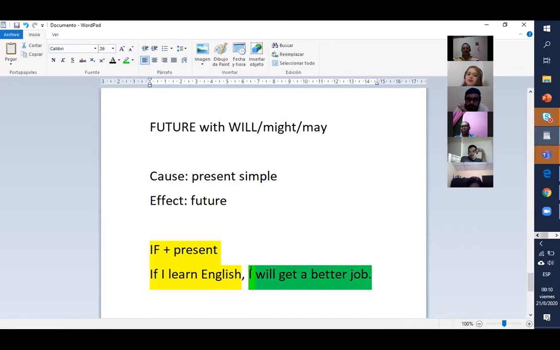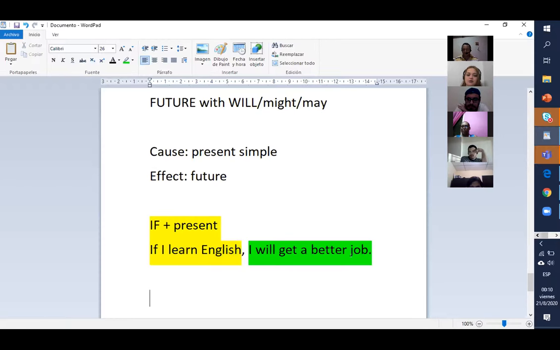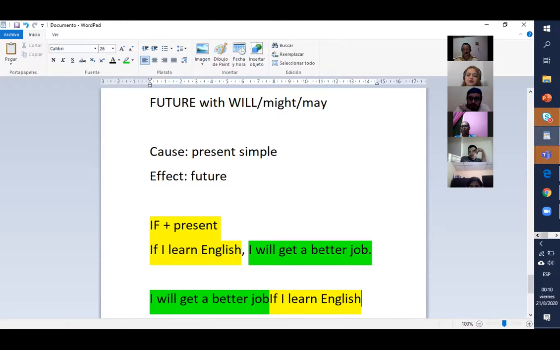Now, what I can do is I can change the order. All right. Cause and effect, effect and cause. It doesn't matter. I can say I will get a better job if I learn English. Okay. But with no comma. That's the only difference. Okay. So you can change the order. But you can never use if and will. Is that clear?